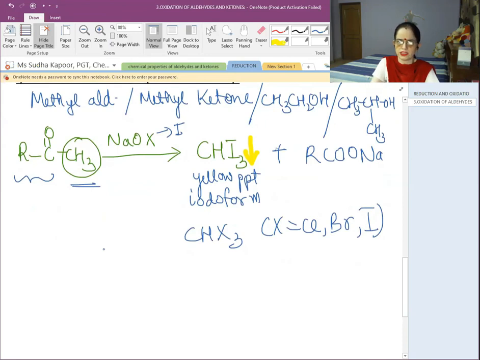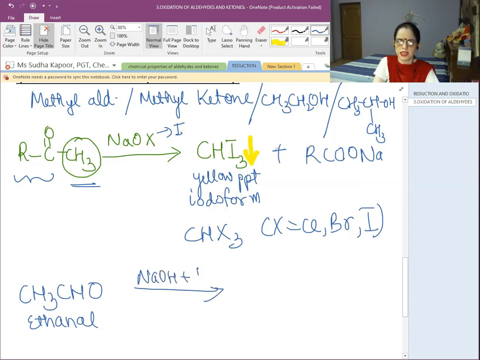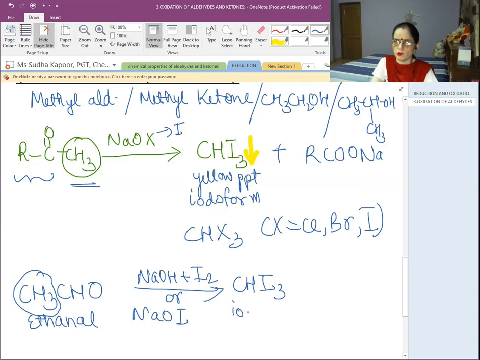So let us take one more example of it. We have taken ethanal, the methyl aldehyde, and we have added NaOH plus I2. This can also be written in the paper, or simply we have taken it as NaOI. So what happened? The methyl part is converted into the CHI3 part. This is the iodoform. How can we detect it? Because it is forming the yellow PPT. Along with it, the part which remains from the reagent is converted into RCOO, now in this case HCOONa.